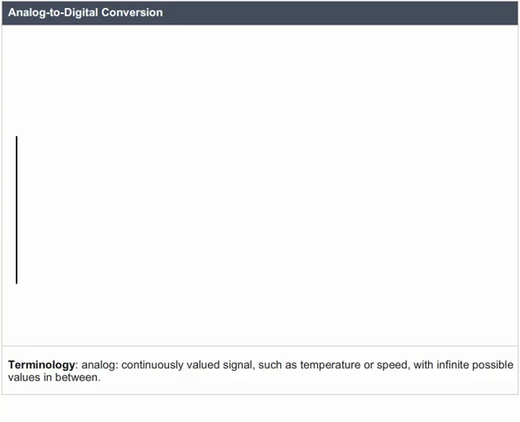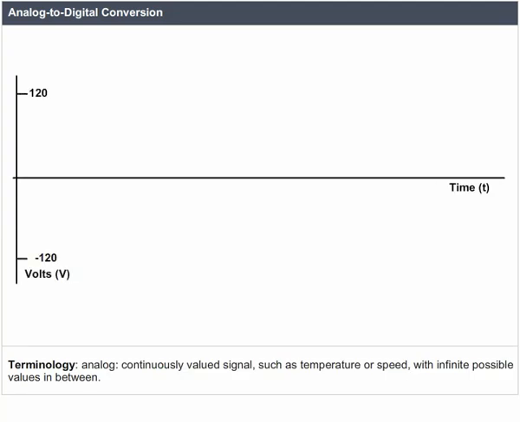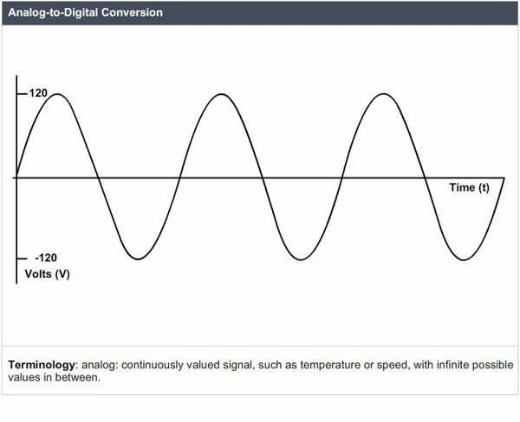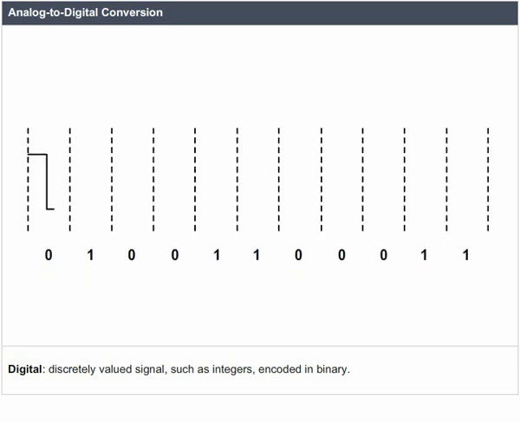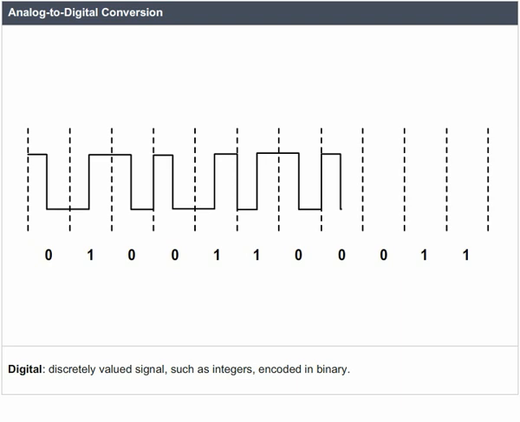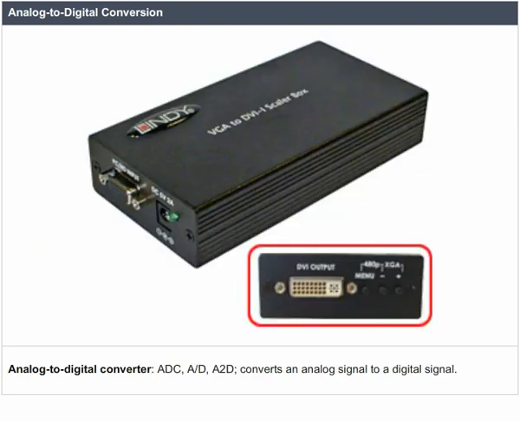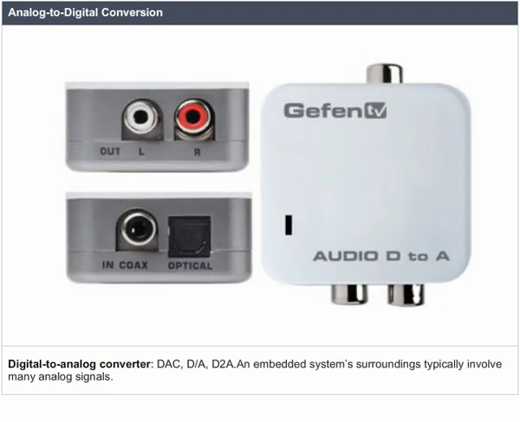Analog to digital conversion. Terminology. Analog: continuously valued signal such as temperature or speed with infinite possible values in between. Digital: discretely valued signal such as integers encoded in binary. Analog to digital converter, ADC or A to D, converts an analog signal to a digital signal. Digital to analog converter: DAC, DA, D2A.